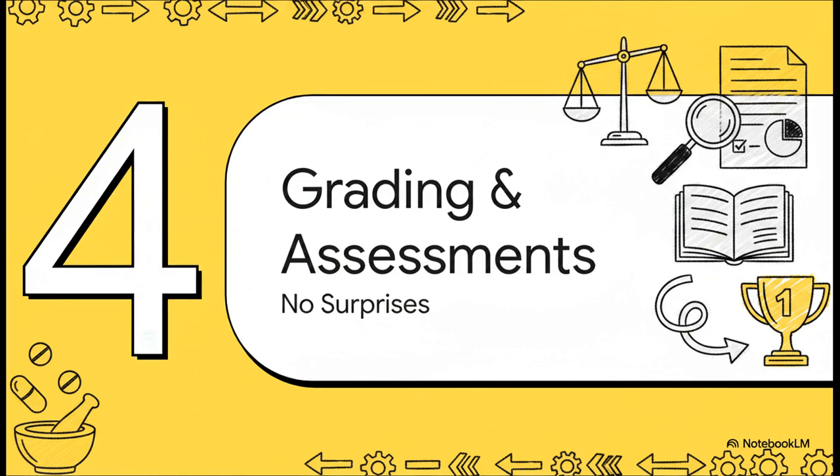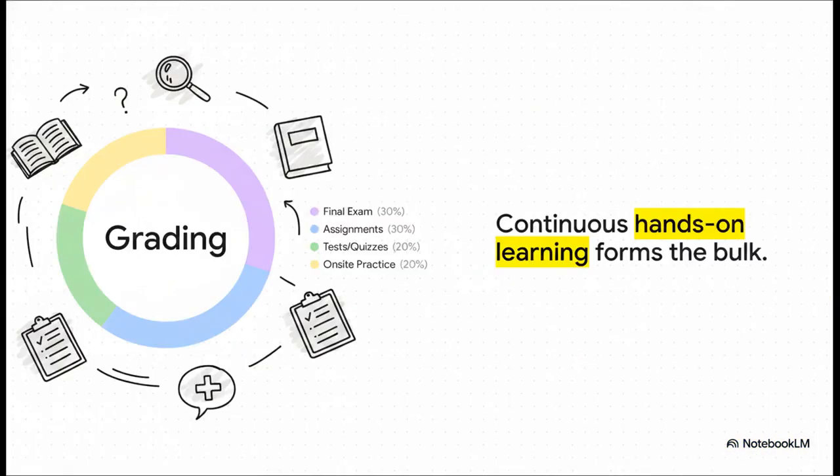All right, let's move into Section 4, Grading and Assessments. No surprises. We operate with total transparency here, so let's ease any of that first-day anxiety by breaking down the balance of your grade. Notice that your final exam is 30%, and tests and quizzes are 20%, but listen to the rest of this. Assignments and presentations make up 30%, and evaluations of your on-site practice performance make up 20%.